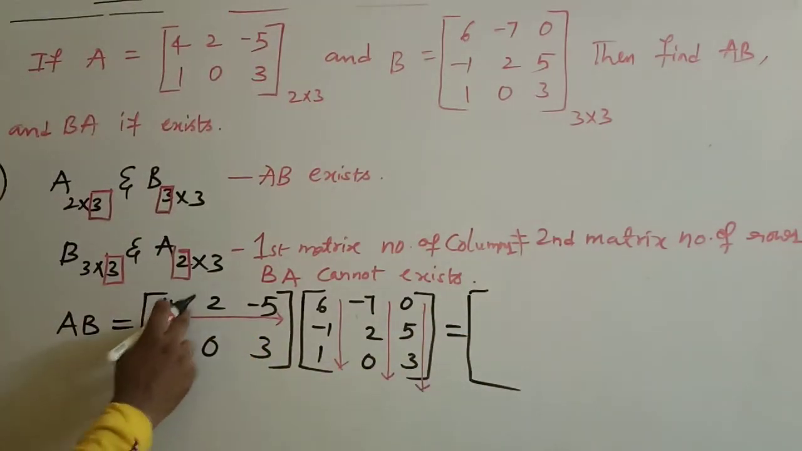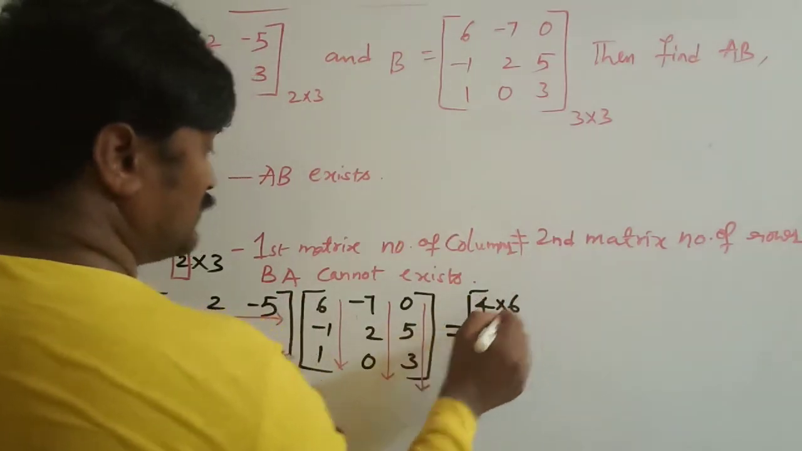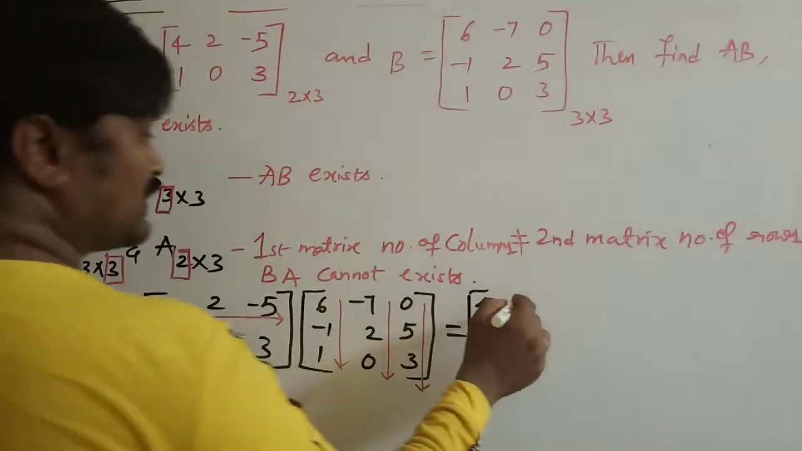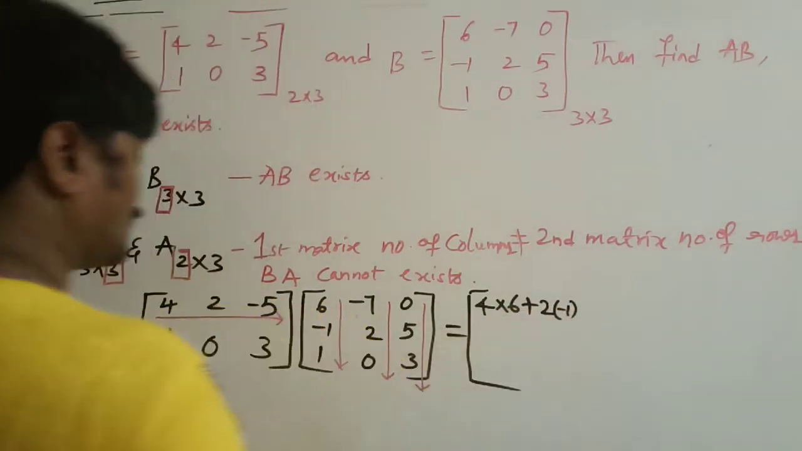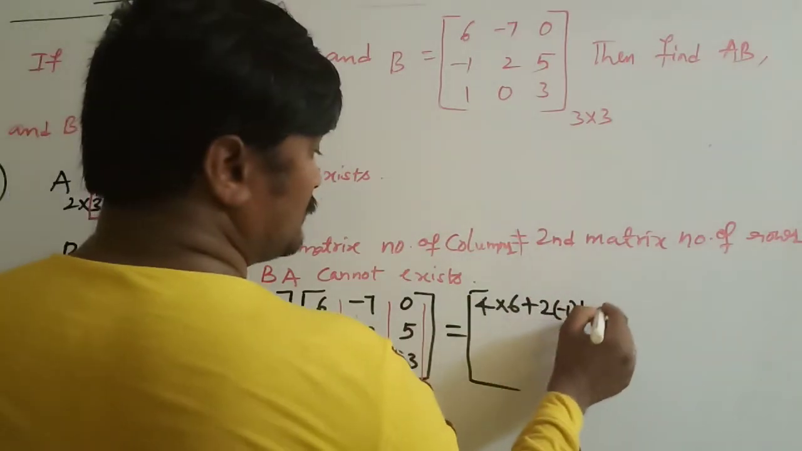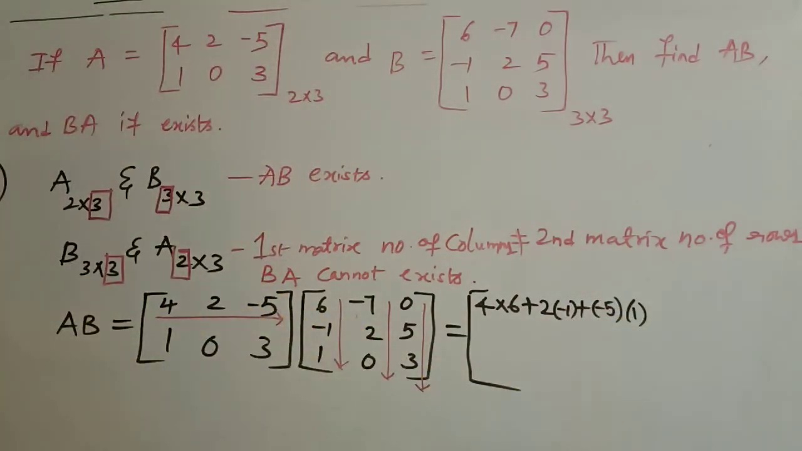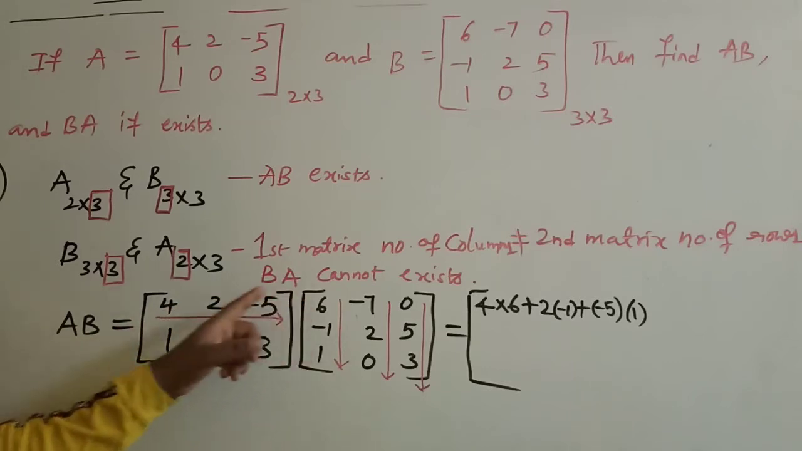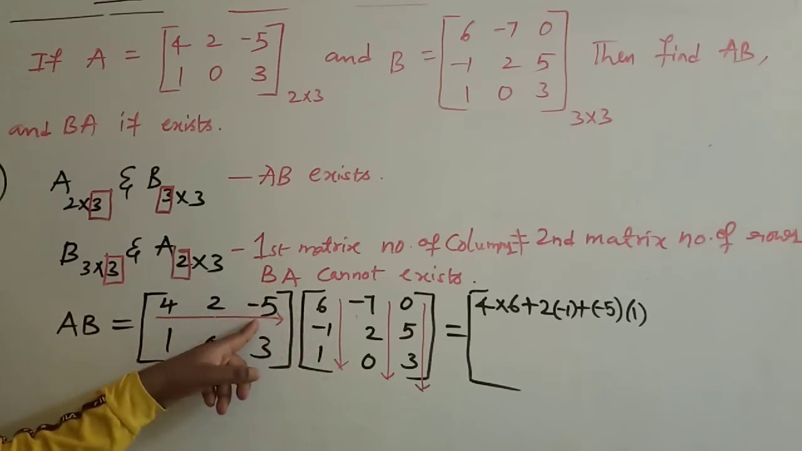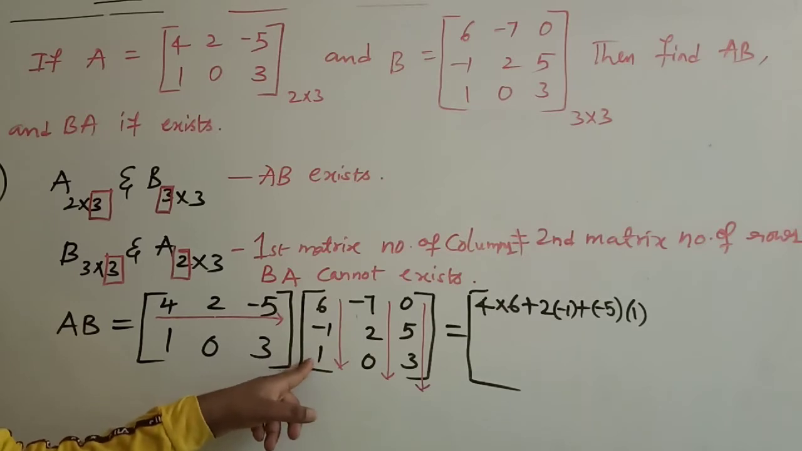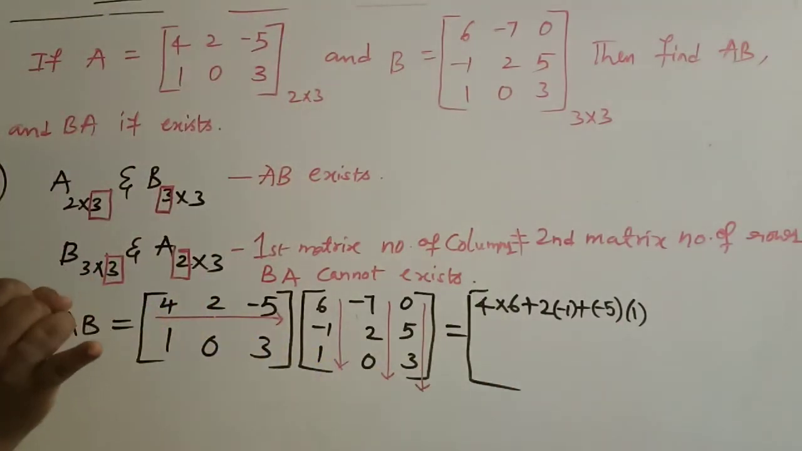So I said first row, first column. So now here 4 into 6. Now whatever the symbol is, first you need to write plus. Next 2 into minus 1. Next plus minus 5 into 1. Have you understood what I did? The first element of the row is multiplied with the first element in the column, the second element with the second element in the column, and the third element of the row with the third element of the column. Then you have completed only the first one, meaning one element's answer is completed.